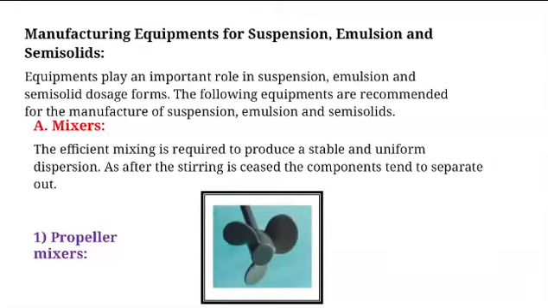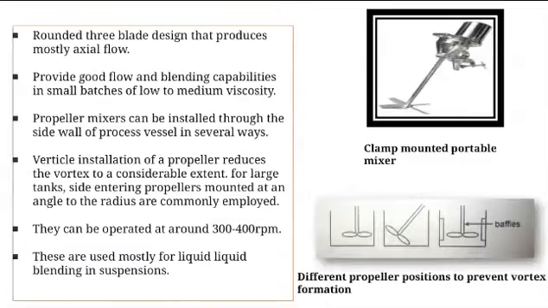Efficient mixing is required to produce a stable and uniform dispersion, as after stirring, the components tend to separate out. The first mixer is the propeller mixer. As shown in the diagram, it is a rounded three-blade design that produces mostly axial flow, which provides good flow and blending capacities in small batches of low to medium viscosity.